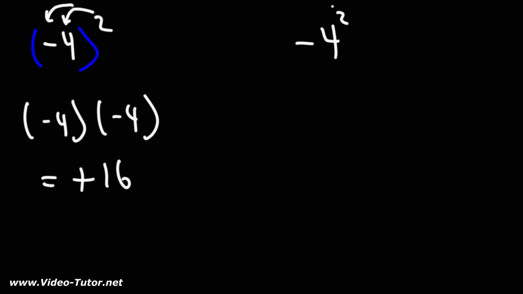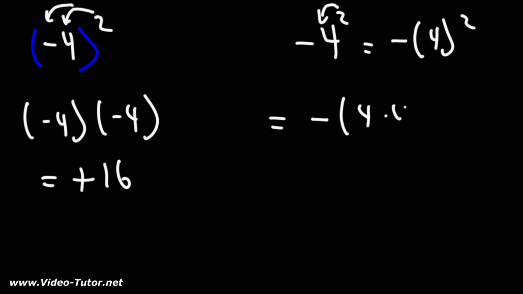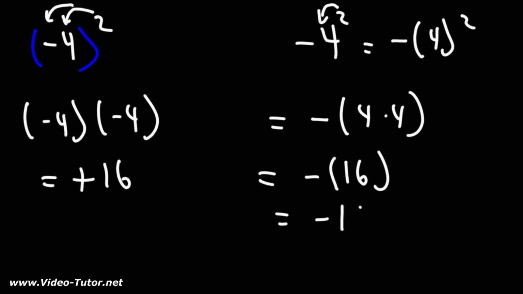For the second example, the exponent 2 applies to the 4 but not the negative sign. So you can rewrite this as negative and then 4 squared. So when we expand it, we have one negative sign, but we're multiplying two positive 4's together. 4 times 4 is 16. When you apply the negative, we get negative 16.